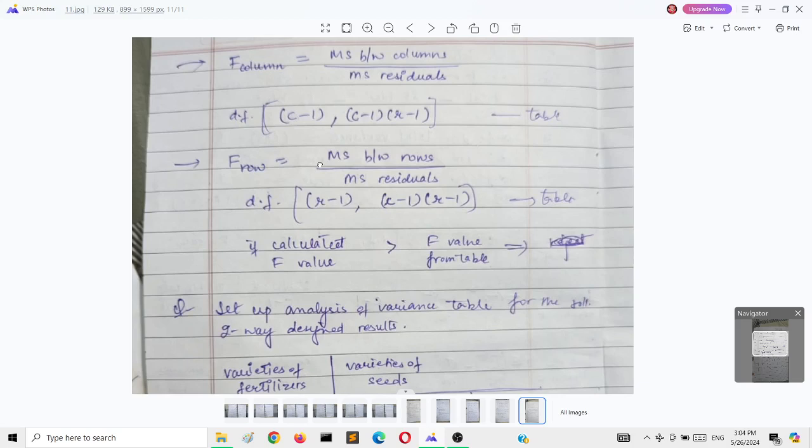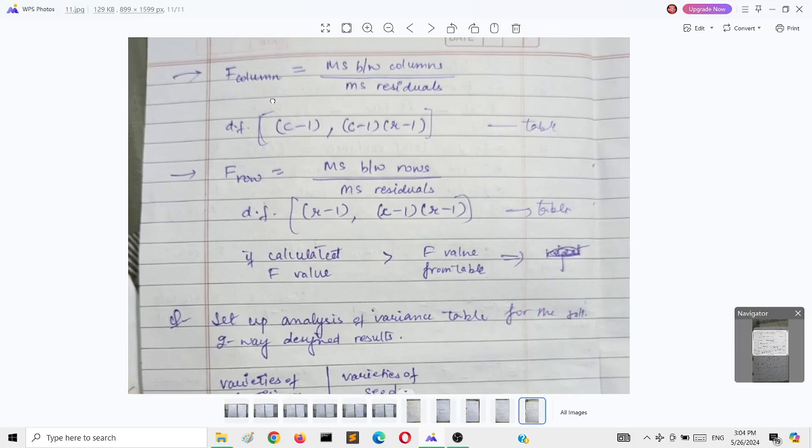Now F row is MS between rows divided by MS residuals. So this was for the columns, and that is how you find the critical value from the table. For the columns you will have (c minus 1) comma (c minus 1) into (r minus 1), and for the rows you have (r minus 1) comma (c minus 1) into (r minus 1). Same thing here, but with r minus 1 first.